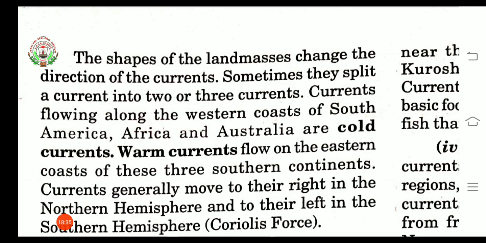Cold currents flow along the western coast of South America, Africa and Australia. Then warm currents flow on the eastern coast of these 3 southern continents, that is South America, Africa and Australia. Currents generally move in different directions in different hemispheres. Currents move to their right in the northern hemisphere and to their left in the southern hemisphere.